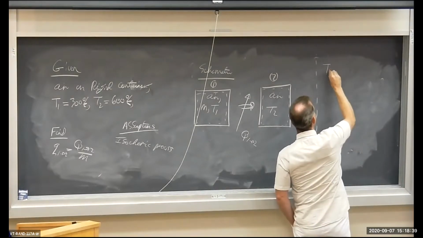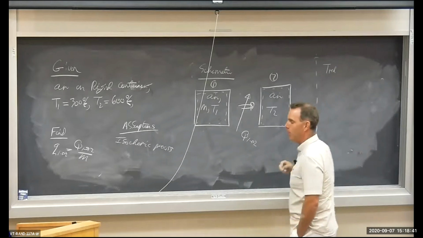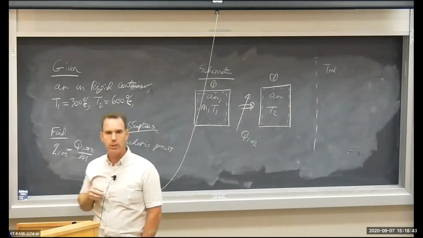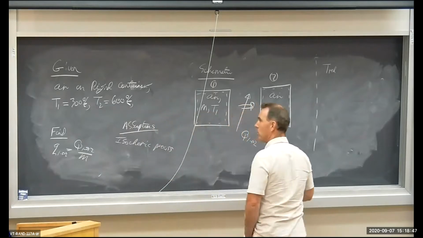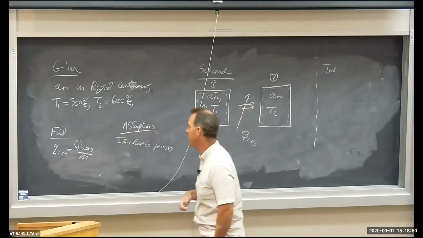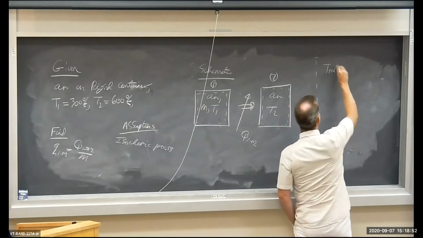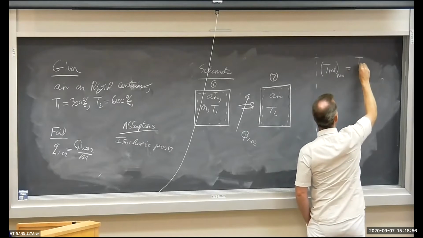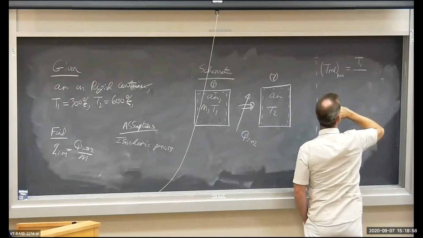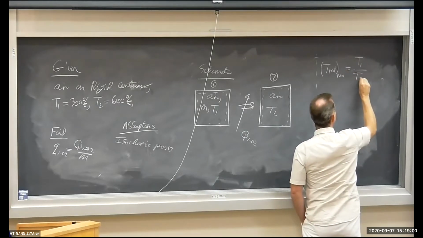So T reduced. Remember, the ideal gas law is valid when T reduced is greater than 2. So the lowest T reduced value is at 300 K. T reduced min is equal to T1 over T crit.